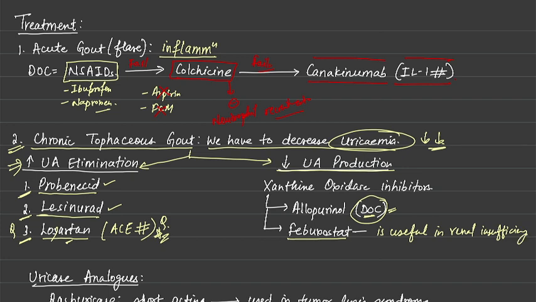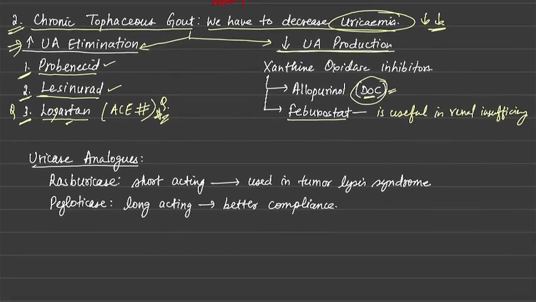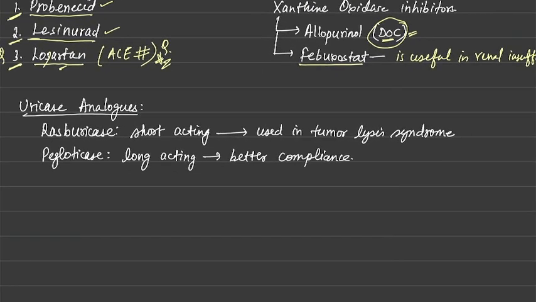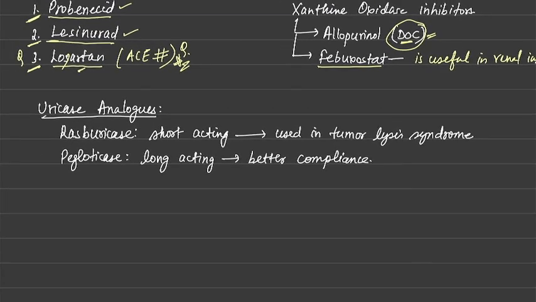We cannot give allopurinol in kidney disease, but we can give febuxostat in kidney disease. There are a few other drugs which are reserved for some special circumstances like tumor lysis syndrome and other increased cell turnover situations. First is rasburicase and second is pegloticase. These are uricase analogs. What does this uricase do?